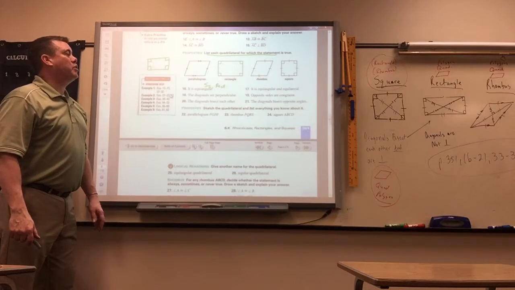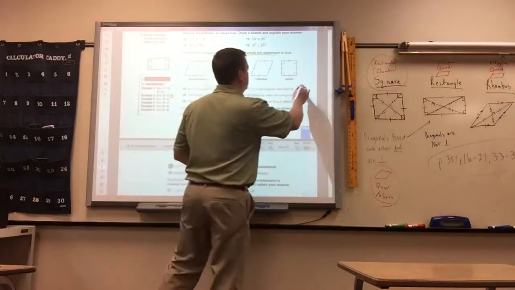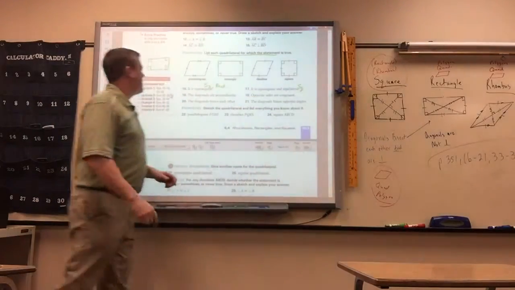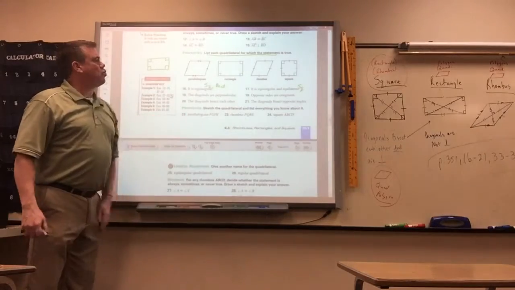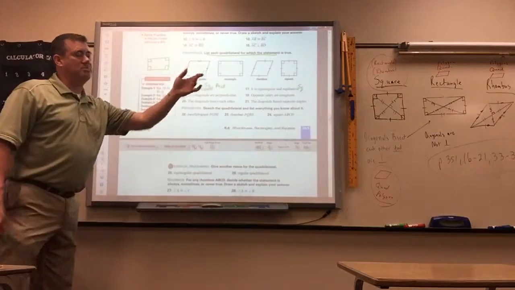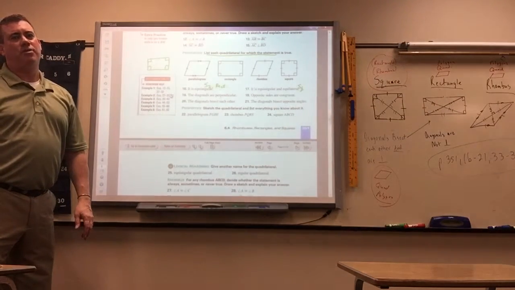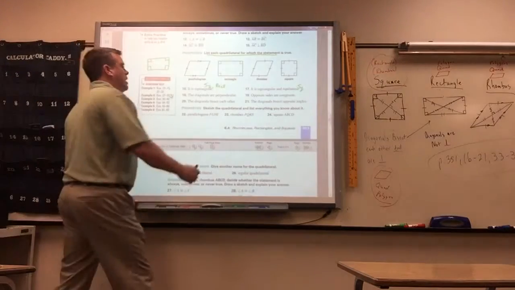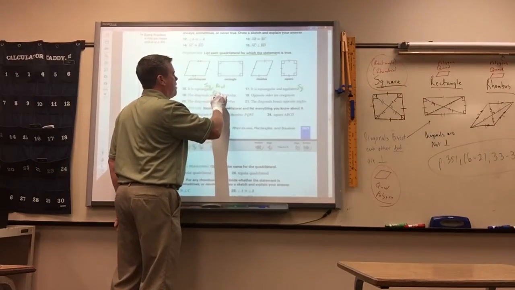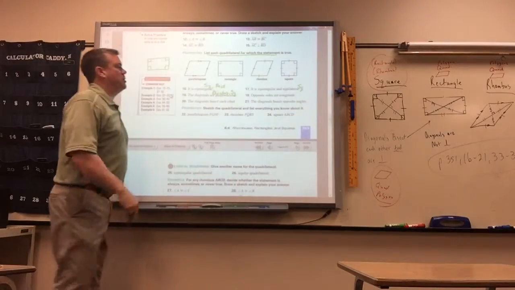17, equiangular and equilateral, square. Of these, which ones have diagonals that are perpendicular? You gotta look up on the wall, or on the board. Rhombus and a square. Okay, so you can finish those.